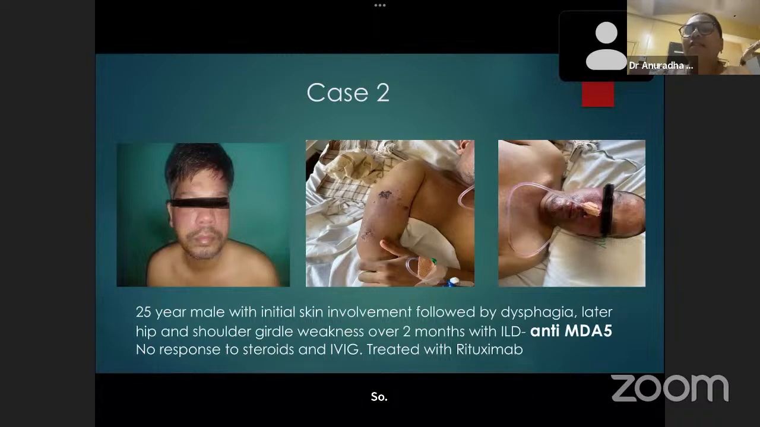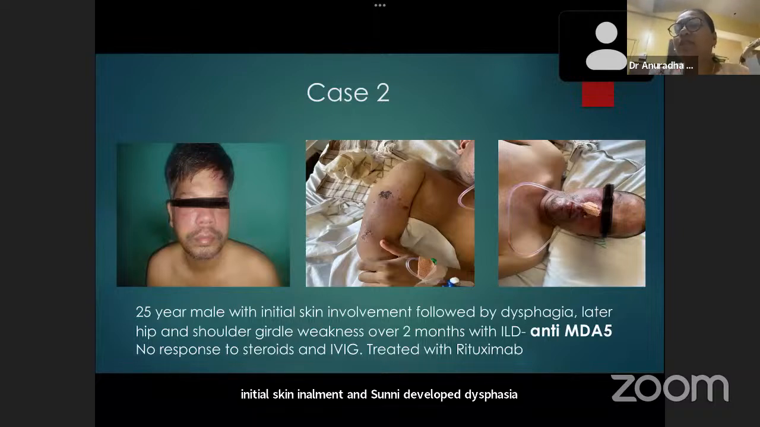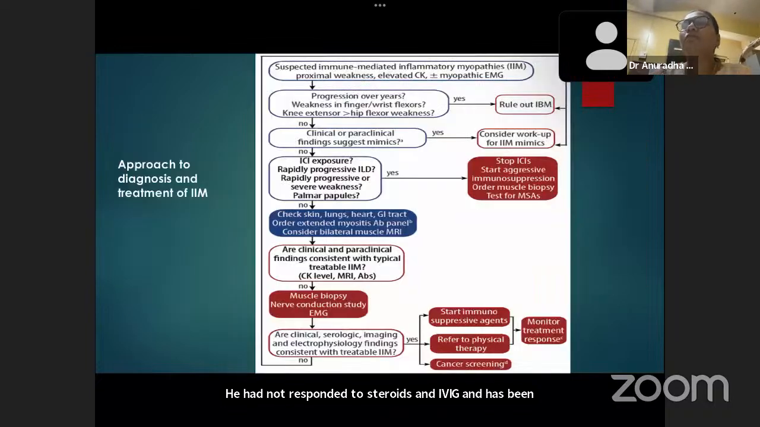This is the second case. He's a 25-year-old male with initial skin involvement, and soon he developed dysphagia, later hip and shoulder girdle weakness over 2 months, with ILD. When his myositis panel was sent, he turned out to be anti-MDA5 positive. He had not responded to steroids and IVIG, and it has been planned to treat him with rituximab.